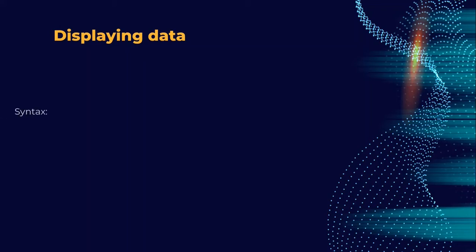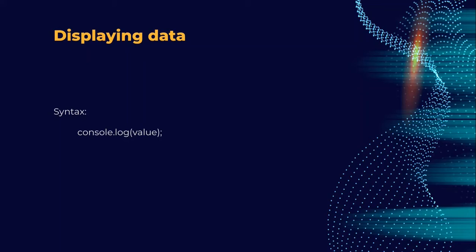So displaying data. Let's just look at the syntax. Displaying data is basically displaying whatever you want to show to the user. We're just going to use console.log, and then inside there we're going to have a value. That value can be of any data type: string, integer, boolean, any data type. And then you end your statement with a semicolon.